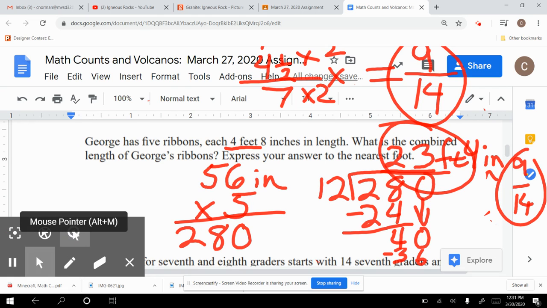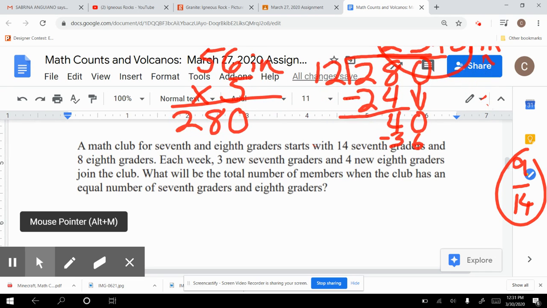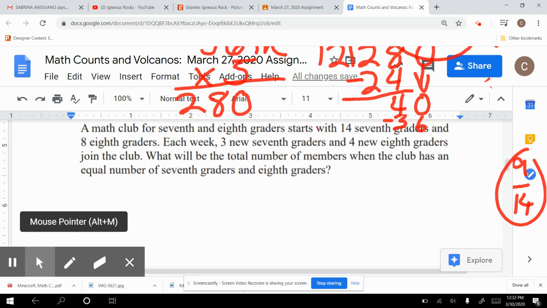All right, moving on. Let's take a look at this next one. It says a math club for 7th and 8th graders starts with 14 7th graders and 8 8th graders. Each week, 3 new 7th graders and 4 new 8th graders join the club. What will be the total number of members when the club has an equal number of 7th graders and 8th graders? Love this problem. Okay, so let's go ahead and make a table.